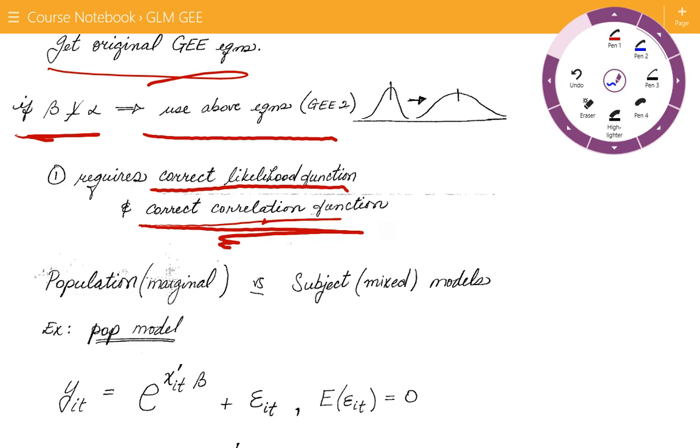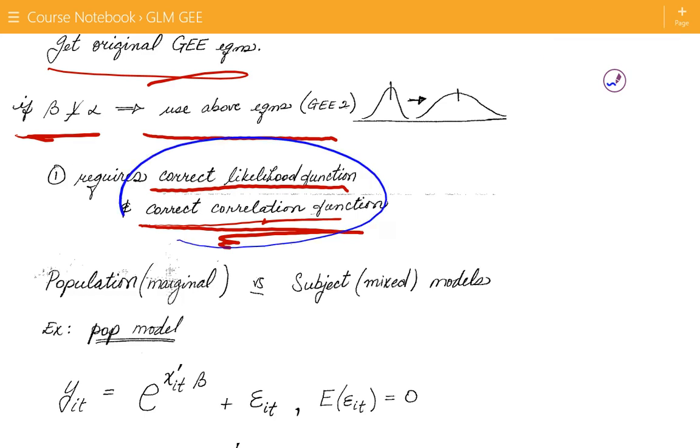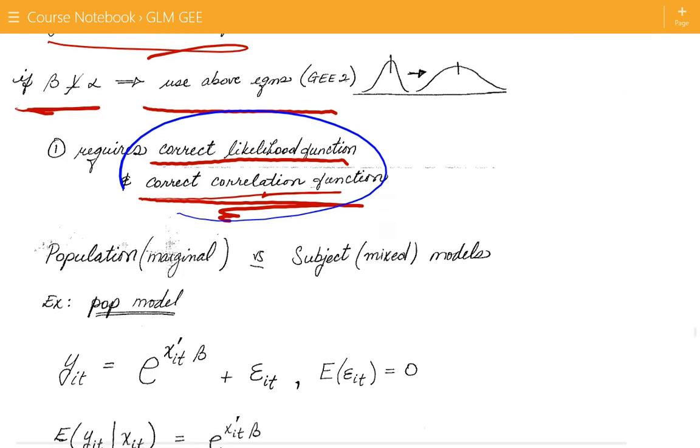You can look in the literature. There are some arguments as to when GEE2 is appropriate, and some would argue that because of this extra burden, it's often not necessarily a good approach to take.